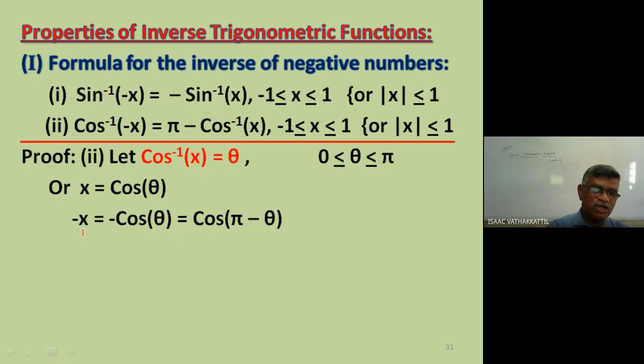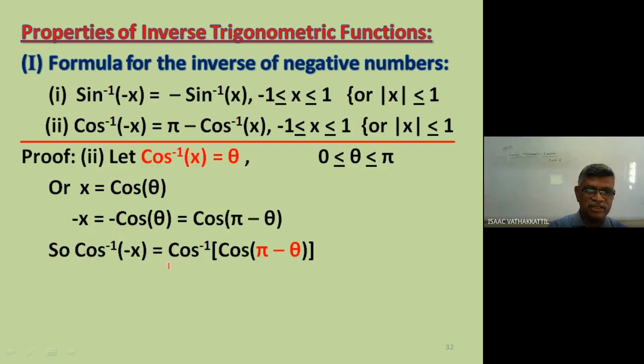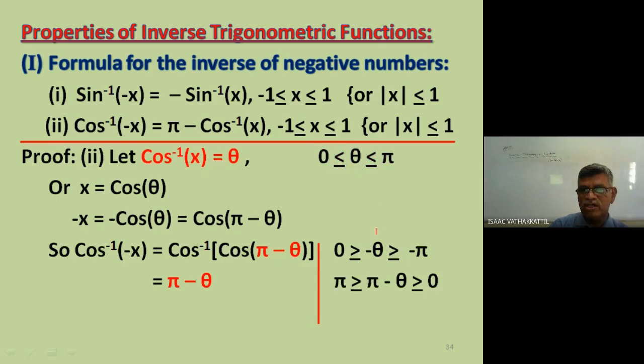Now when we take cos inverse of minus x, it will be cos inverse of cos of pi minus theta. Cos inverse of cos of pi minus theta will be pi minus theta, provided pi minus theta lies between 0 and pi. What we know is that theta is between 0 and pi. So minus theta, if you multiply with minus 1, the inequality reverses: 0 is greater than or equal to minus theta, which is greater than or equal to minus pi.